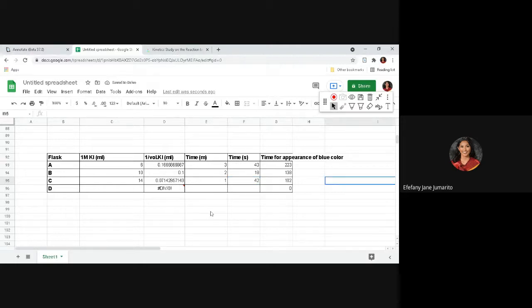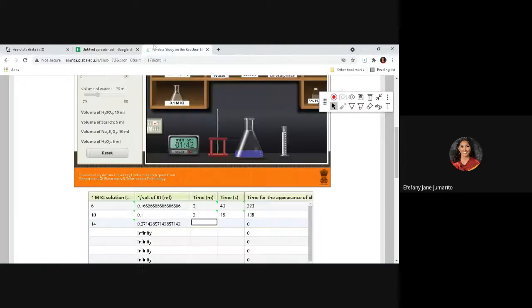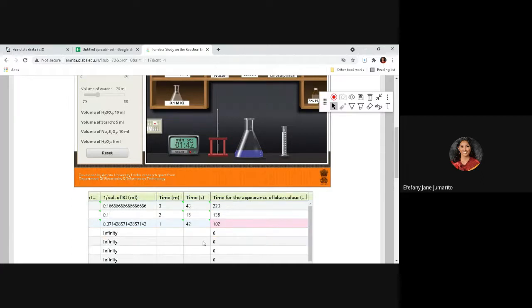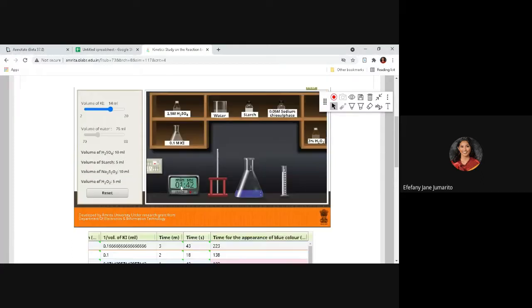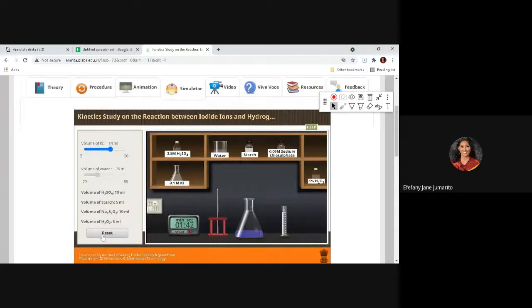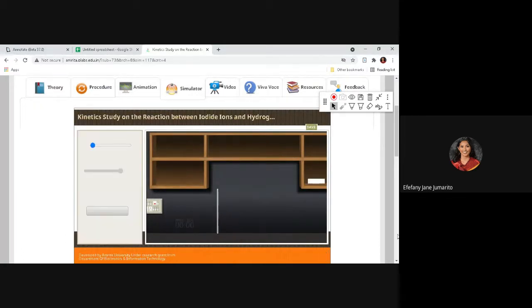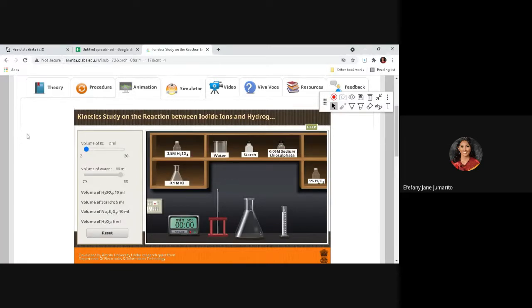All right, so that's it. Okay, now let's put the other one here, class. 1 minute 42. Okay, so let's move on to flask D. No question with flask C. Okay, flask D.